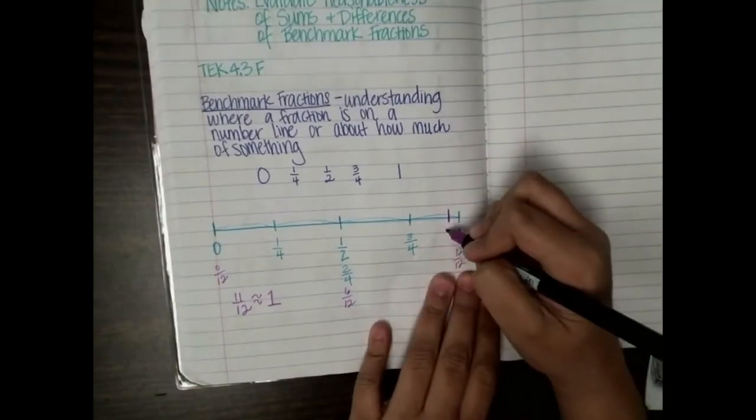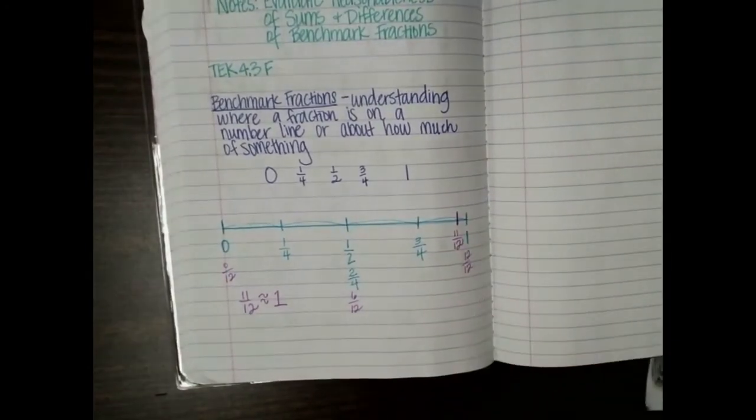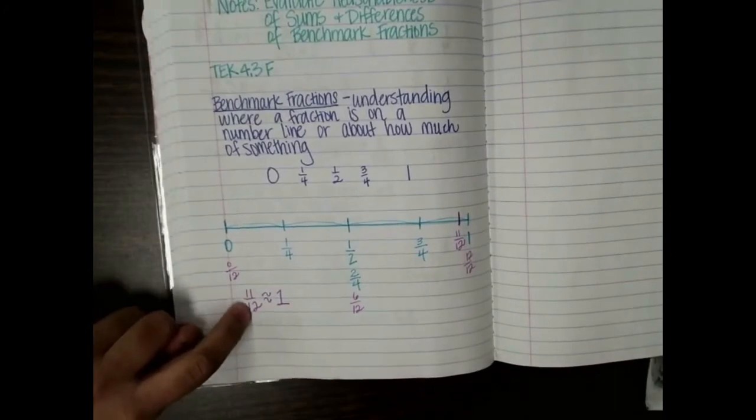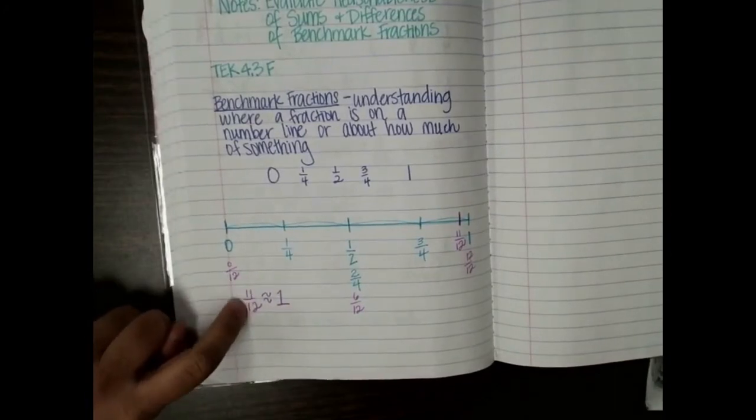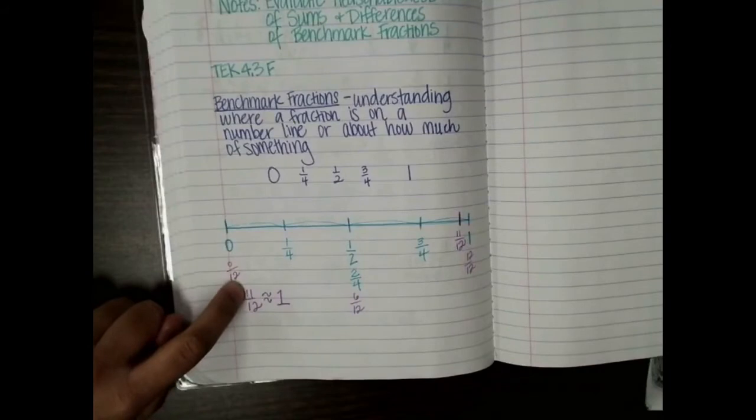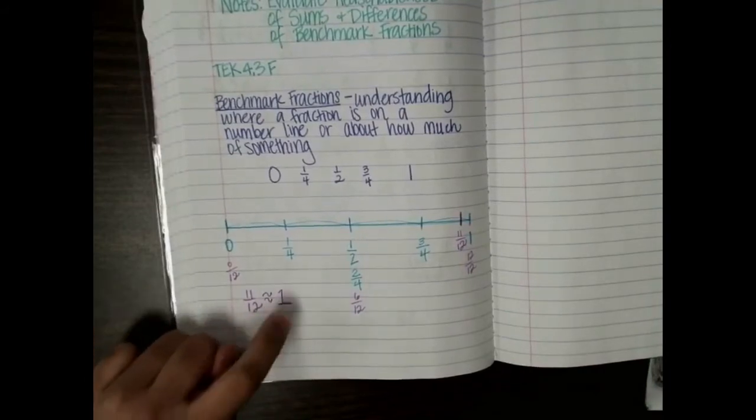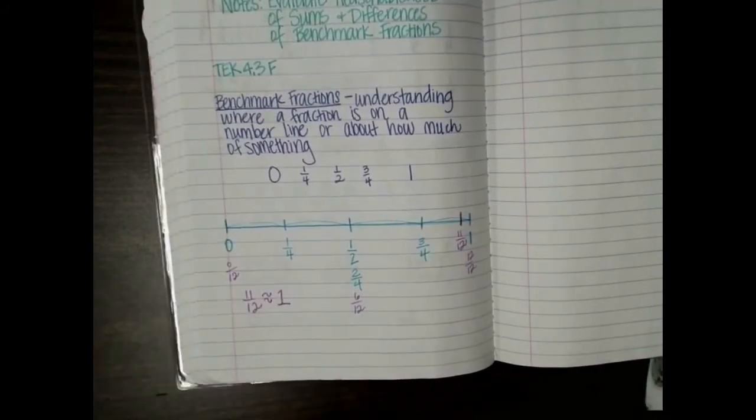11/12 is about 1 whole. Because if 12 is the total and 12 out of 12 is 1 and you're only one little piece away, you're pretty much close to that. Okay, let's look at another one.